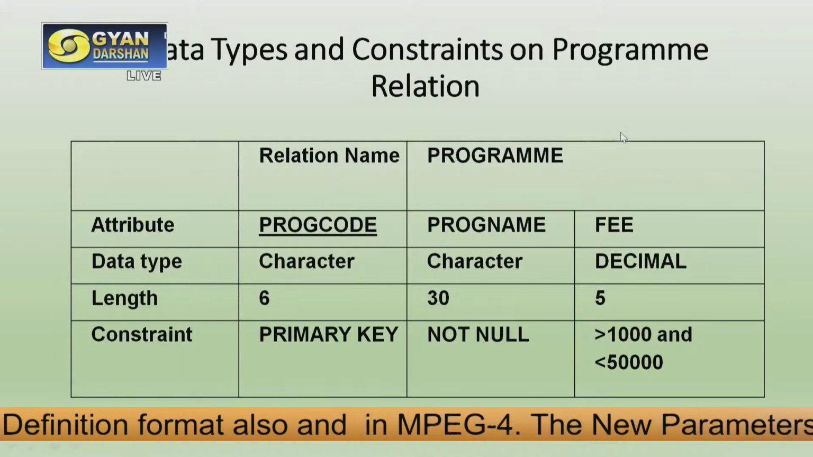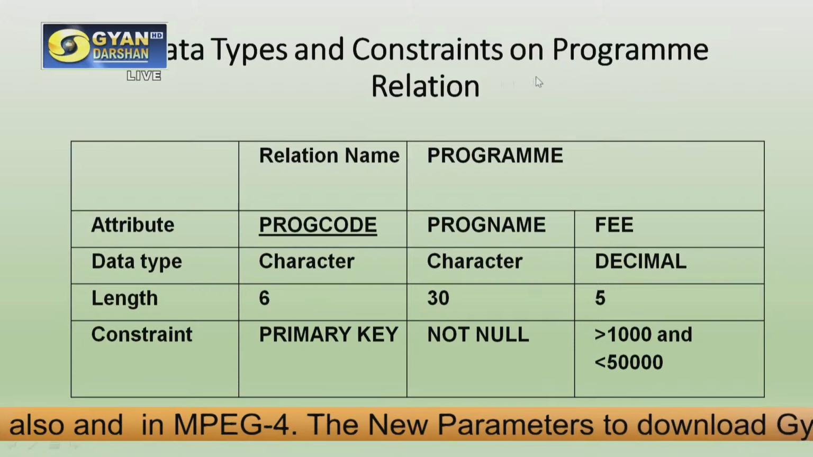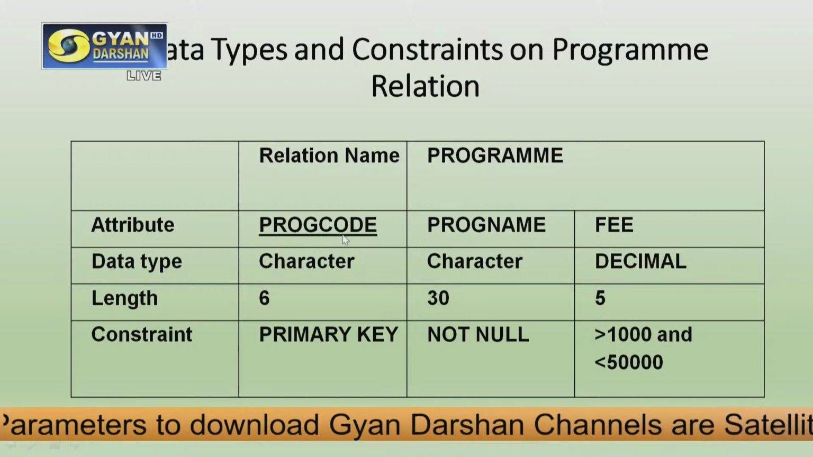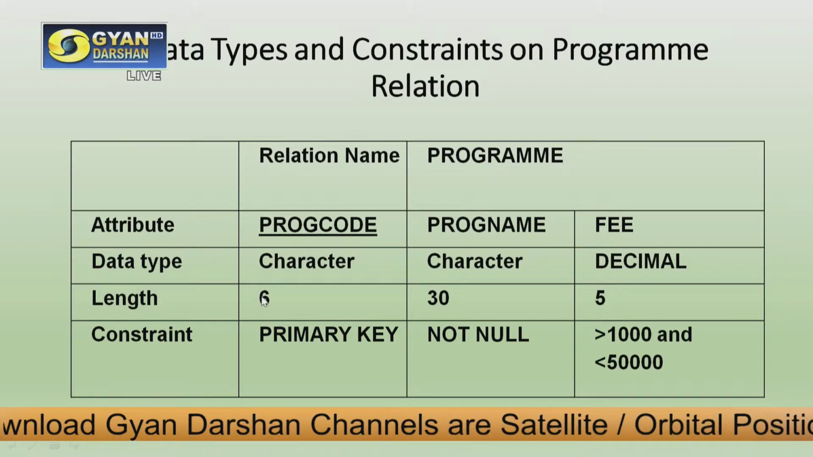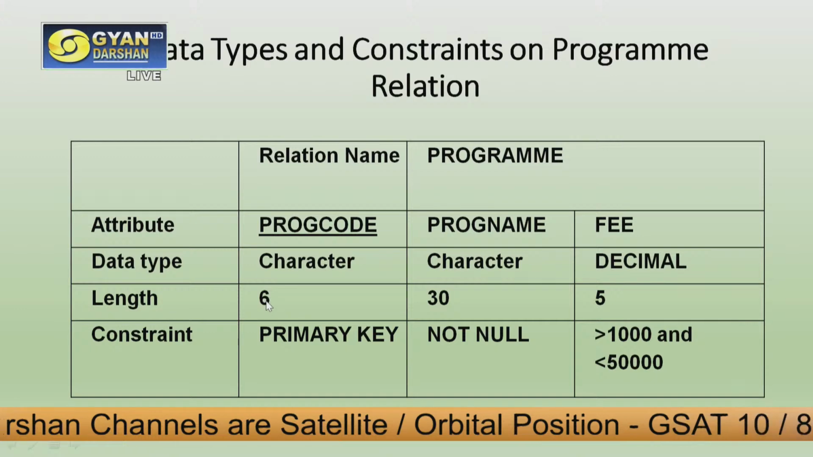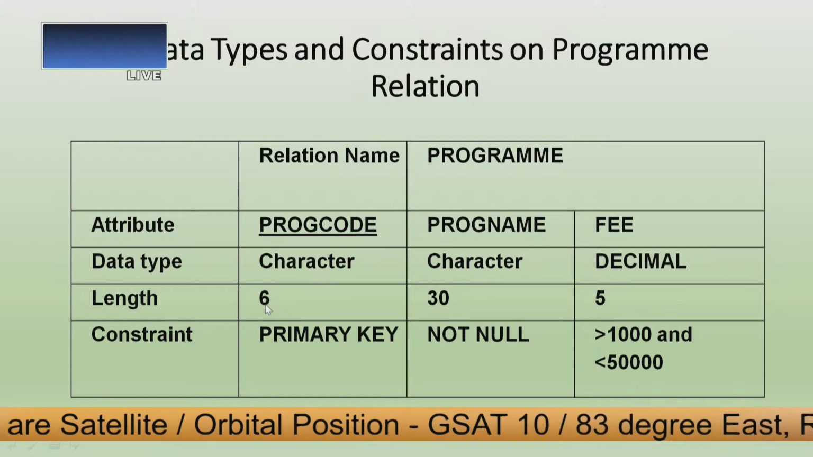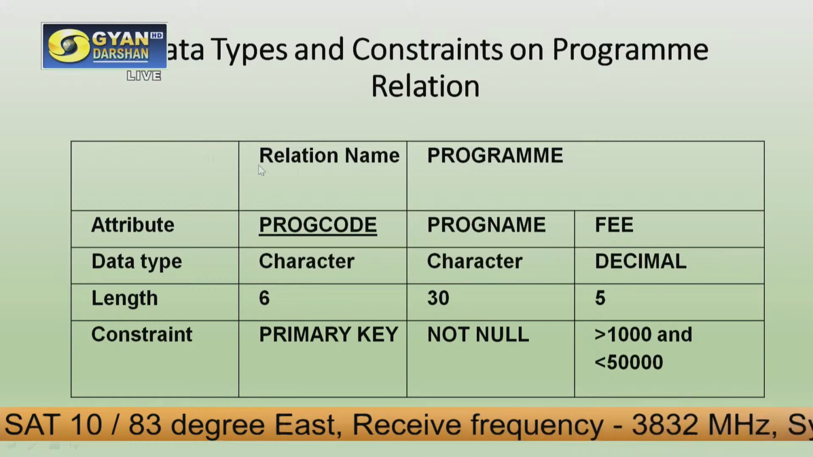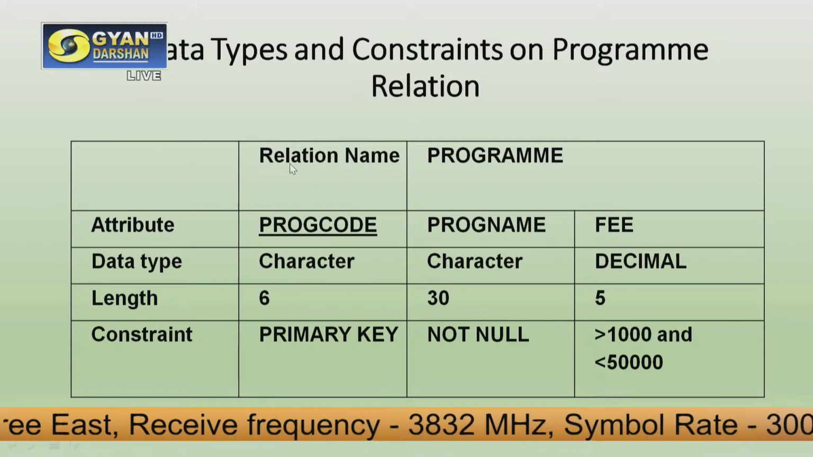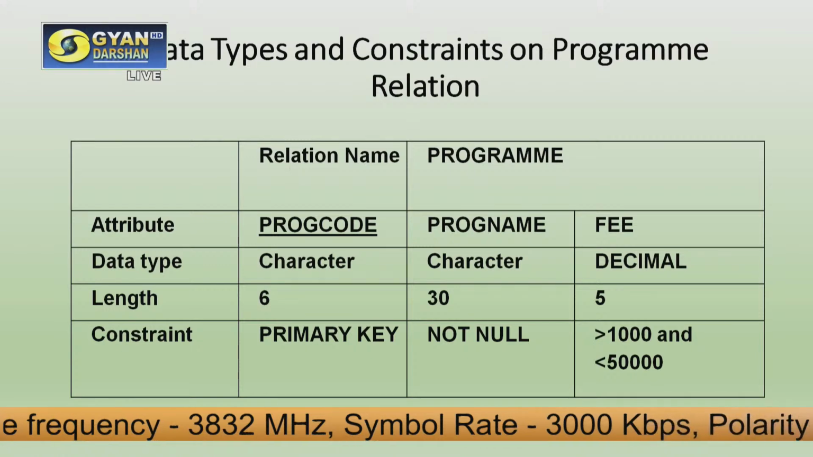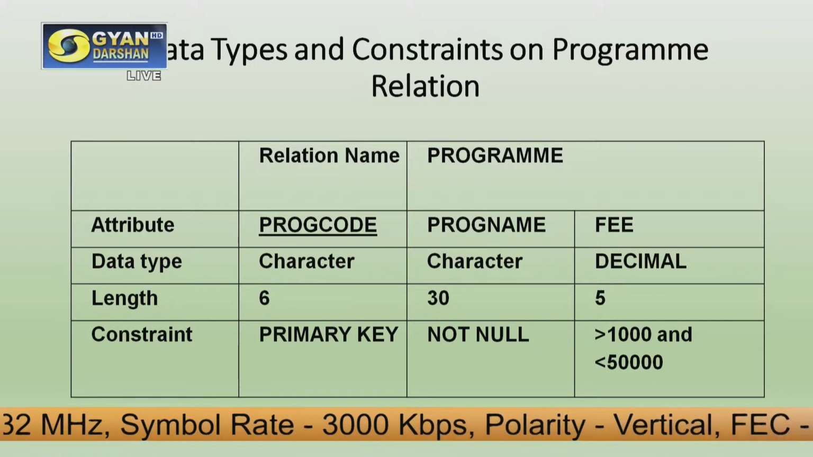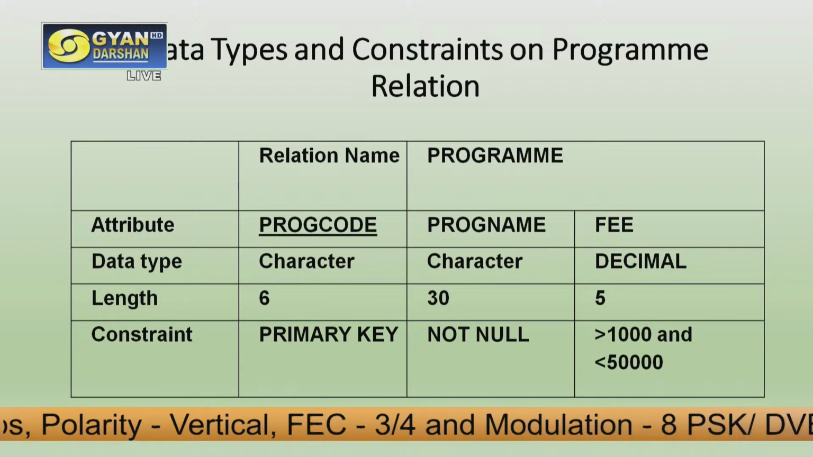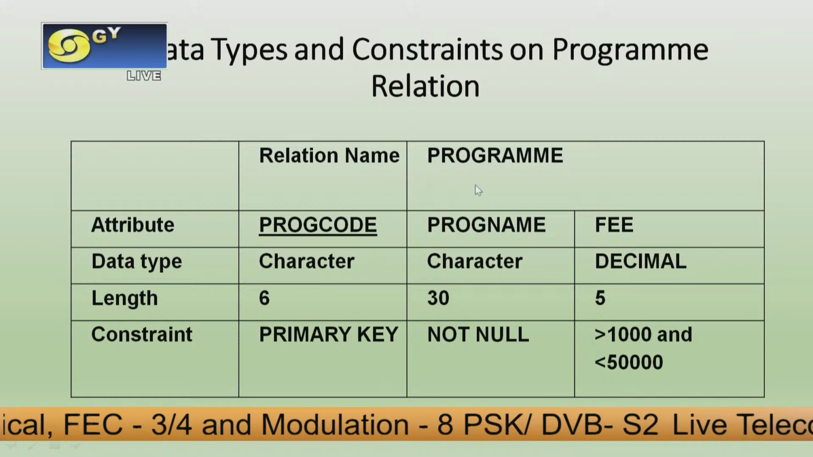The second table happens to be the program. Now over here, program code is the primary key, right? And the length of this primary key happens to be just 6 characters, same as what we have used in the student table. It's not different because the program table and the student table are related in the sense that the student table's program code has its reference to, or has its domain equivalent to, the program code in the program table.